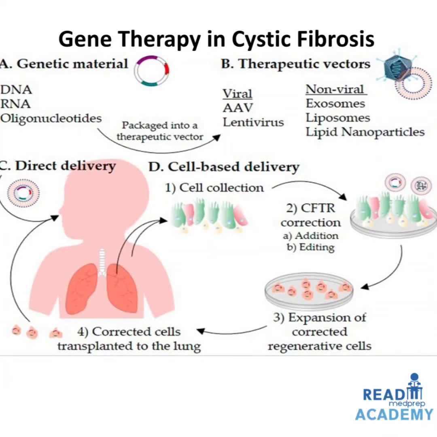In this image, you can see the gene therapy that can be given in cystic fibrosis. The genetic material is taken, that may be in the form of DNA, RNA or oligonucleotides. They are packaged into a therapeutic vector. The therapeutic vectors may be viral, like adeno-associated virus or lentivirus, or non-viral like exosomes, liposomes and lipid nanoparticles.